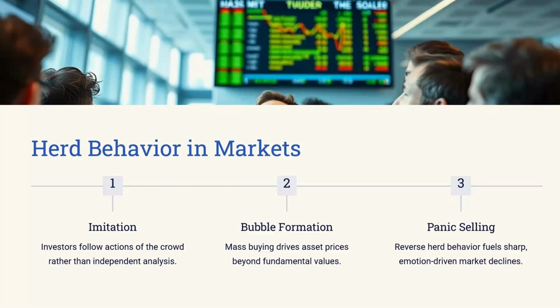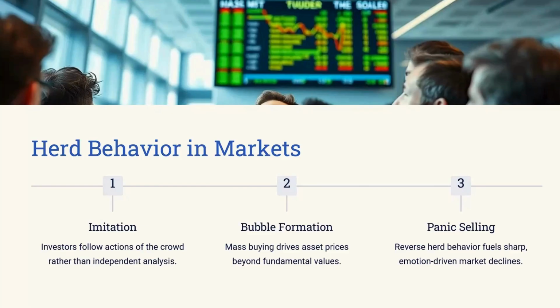For a bubble, for example, the dot-com bubble of the late 90s is a classic illustration, where investors put their money into internet companies with little to no earnings purely because they perceived prices were soaring and others were getting rich. And the third one is panic selling.